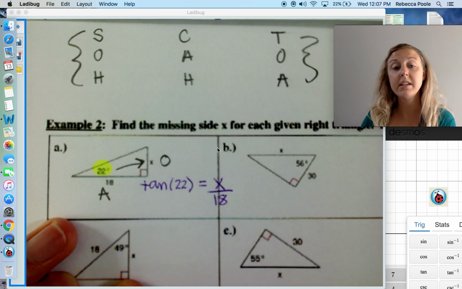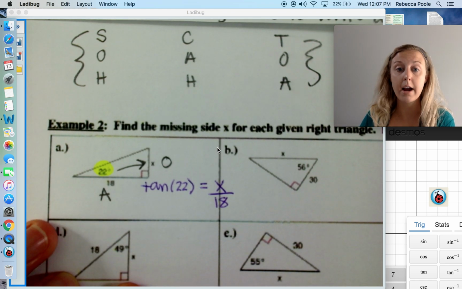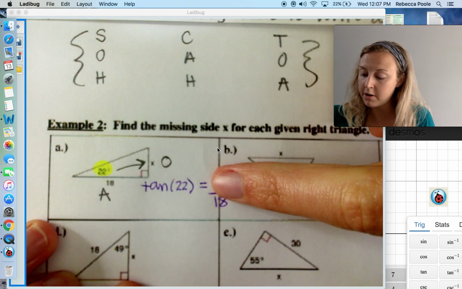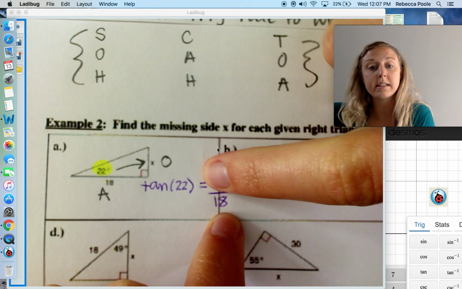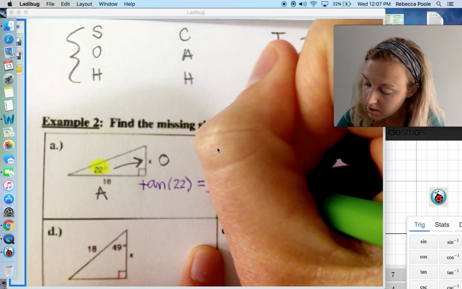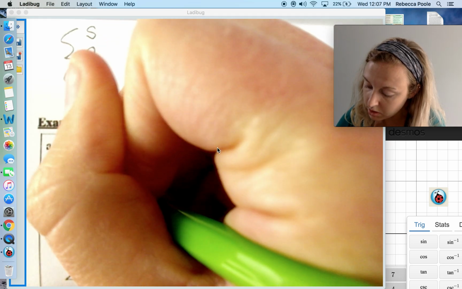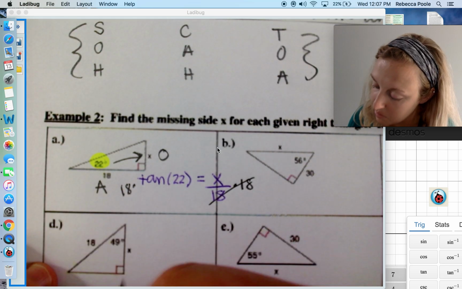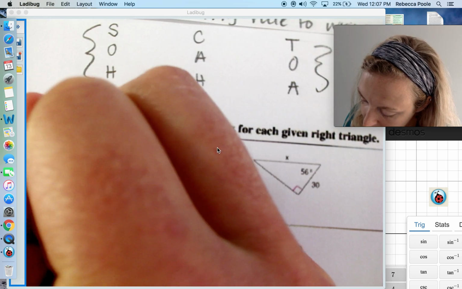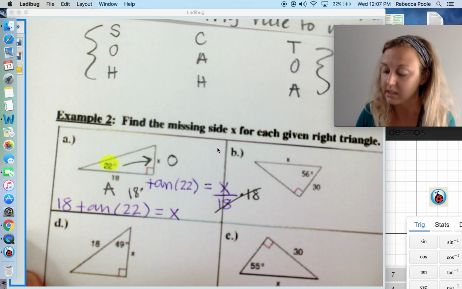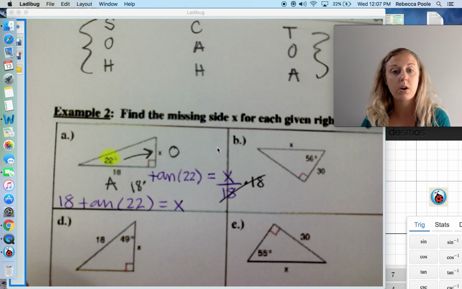And then once you have this set up, all you have to do is solve for X, okay? So check this out. X is on top. I'm going to cover it up. We need to move the 18. So the opposite of dividing by 18 is to multiply. What you do to one side, you're going to do to the other, right? So what we need to type in into Desmos is 18 tangent of 22 equals X. That'll tell us what X is, okay?